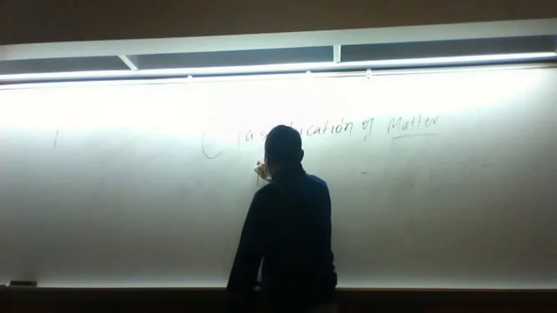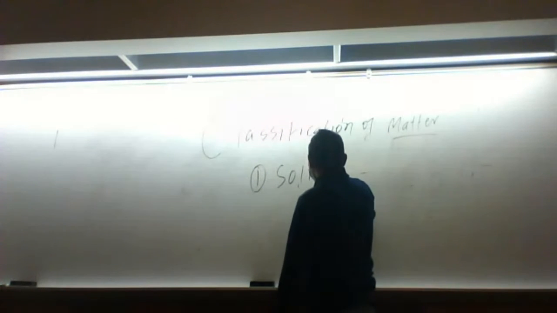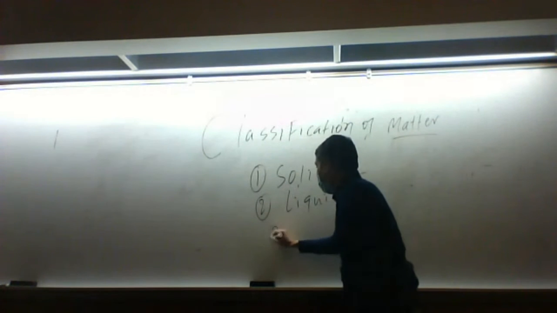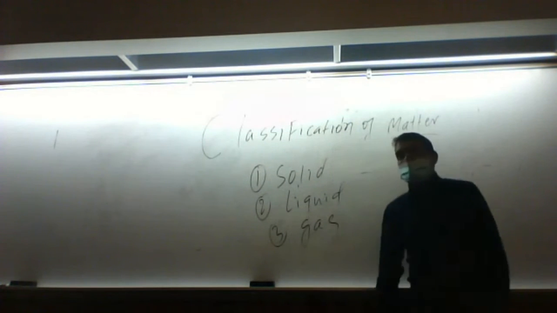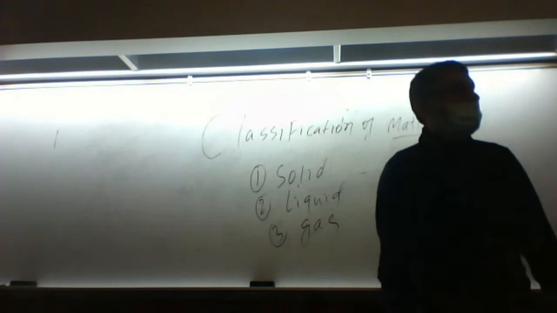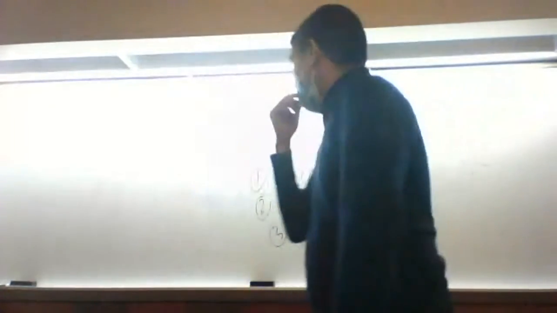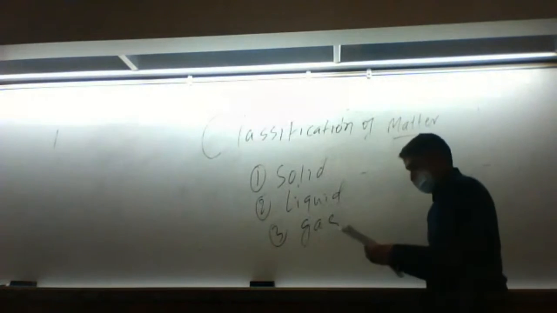Make sense? Good. So how many kinds of matter are there? There are 3 kinds of matter: solid, liquid, and gas. Everything in this room is a solid. Whatever we drink is a liquid, and a gas is something that flies around, like carbon dioxide, air, and water vapor. So matter is divided into three classes: solid, liquid, and gas.